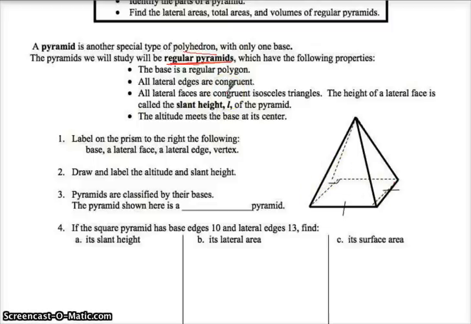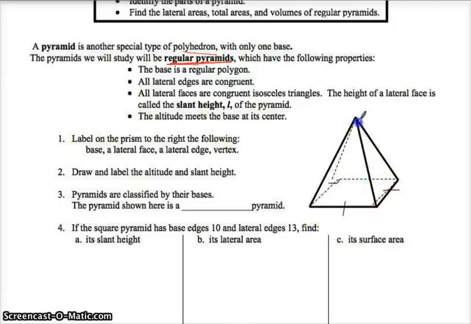All lateral edges are congruent. So your lateral edges here would be congruent. All lateral faces are congruent, so all these triangles would be congruent to each other. All lateral faces are congruent isosceles triangles, right? So they're congruent isosceles triangles. The height of a lateral face is called the slant height, we call that L.